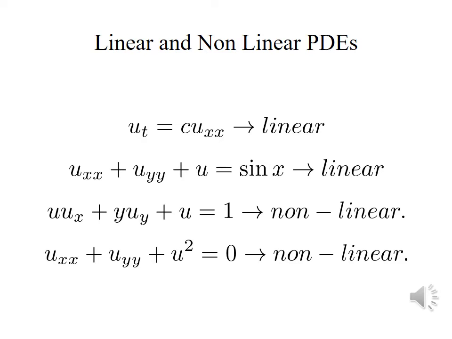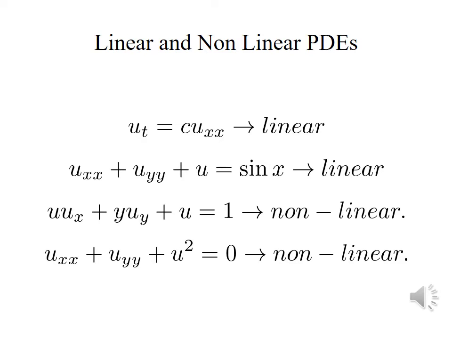Linear equations are linear in the sense that you don't have powers or multiples of your function. Here we are focusing on our dependent variable u and its derivatives. If u comes as a power or multiple, or any of its partial derivatives comes as a multiple or power, it will be a non-linear partial differential equation. Otherwise it is a linear partial differential equation.